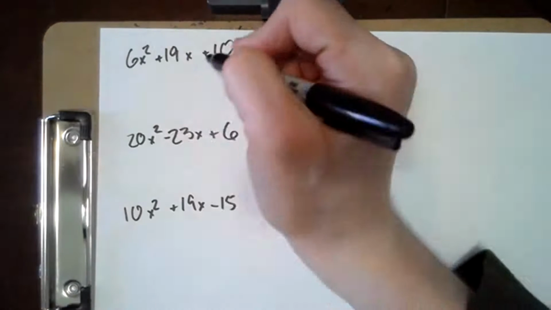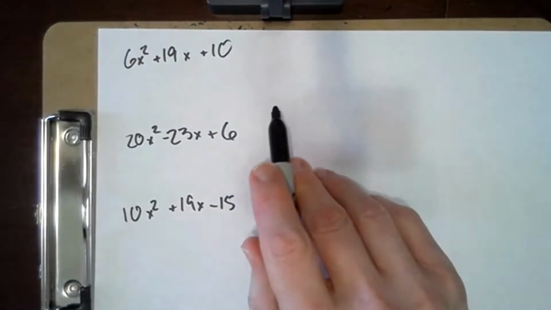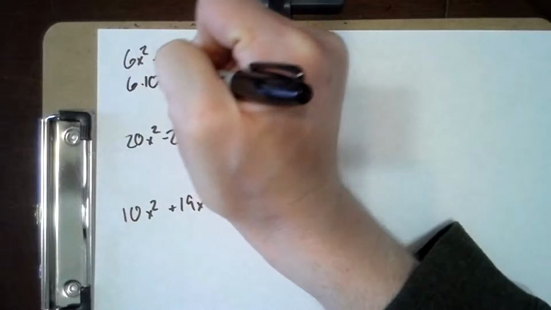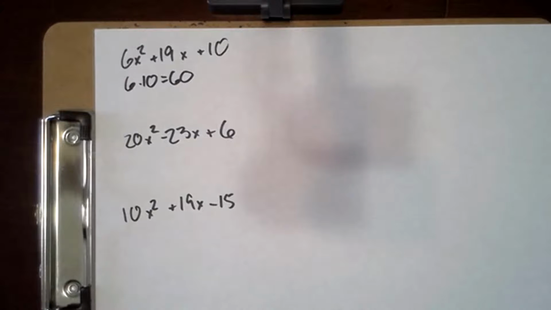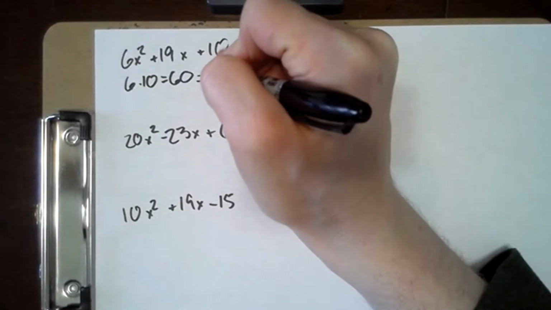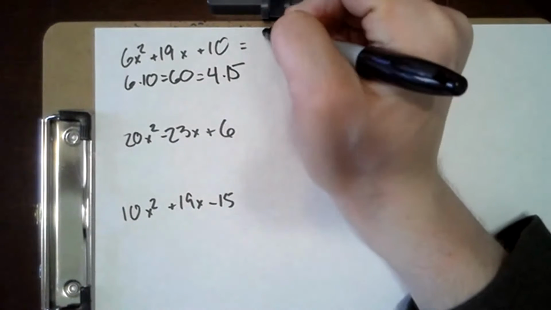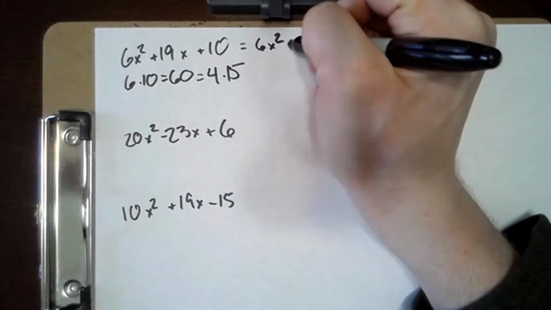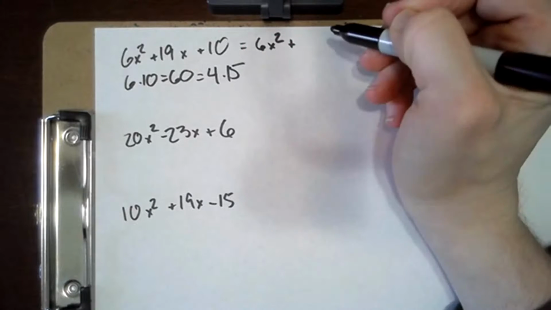So we start by looking at the product of the coefficient of our square term and our constant term. So that's 6 times 10, which is 60. And now we want to find factors of 60 that will add to a positive 19. Well, I can do a lot with that, but just off the top of my head, 60 is equal to 4 times 15. Okay, so I rewrite 6x squared plus 19x as 4x plus 15x.